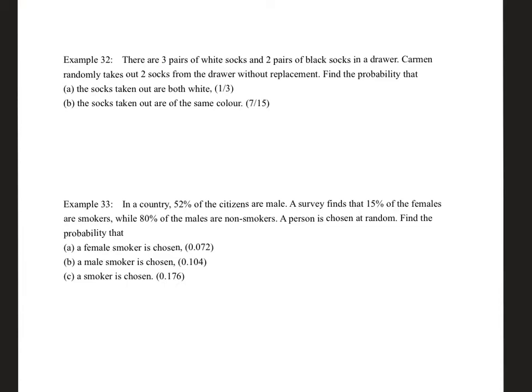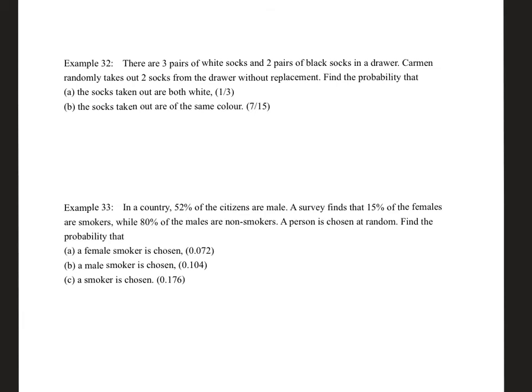Next, let's take a look at example 32. There are 3 pairs of white socks and 2 pairs of black socks in a drawer. Someone is going to take out 2 socks. Now be careful, it's pairs and socks. So totally, how many socks are there? 6 are white, 4 are black, totally 10. So I like to mark the total number next to the question to help myself.